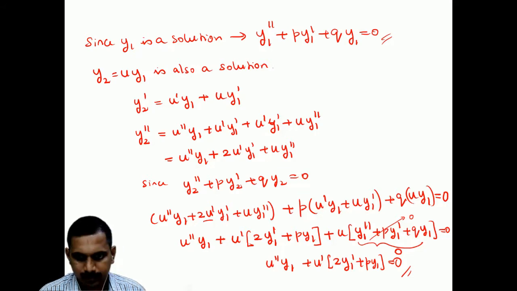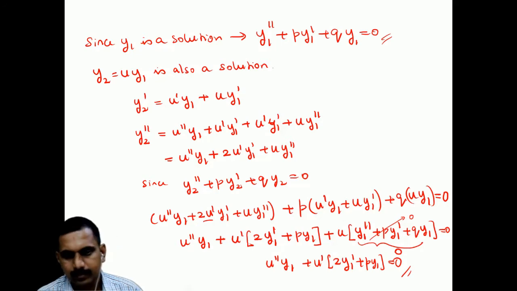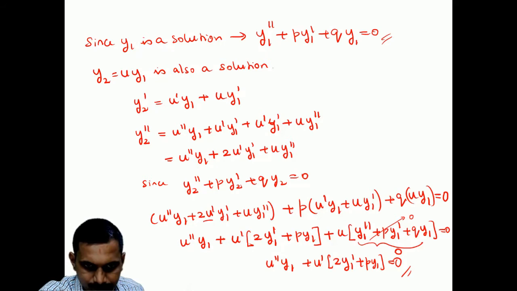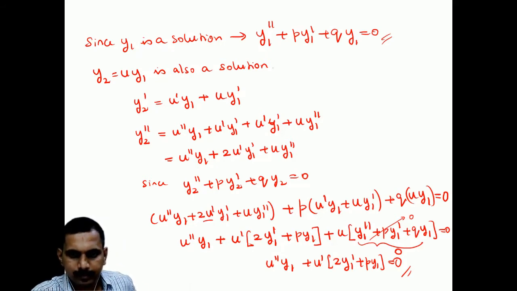Sir, since y2 double dash is equal to that, why after since? Because after since y2 double dash, that equation is equal to 0, that is how we got, because y2 is also a solution. We are trying such a way that y2 is a solution. Okay, okay.